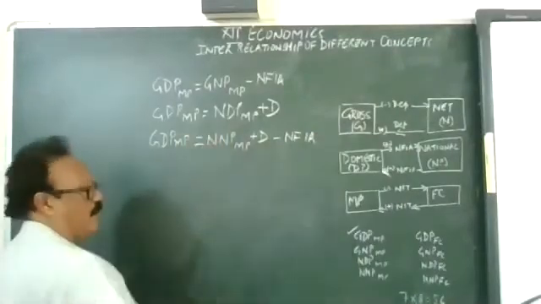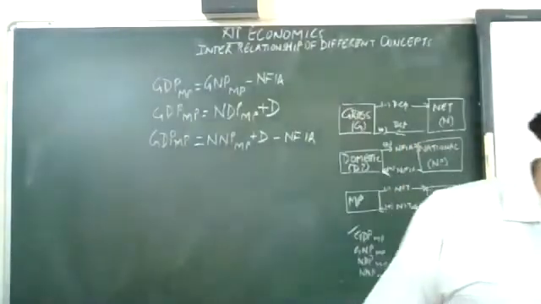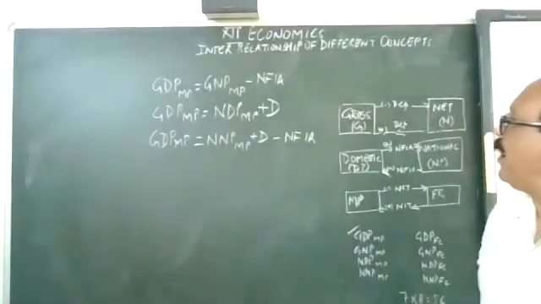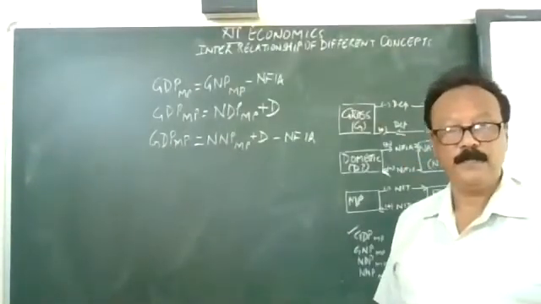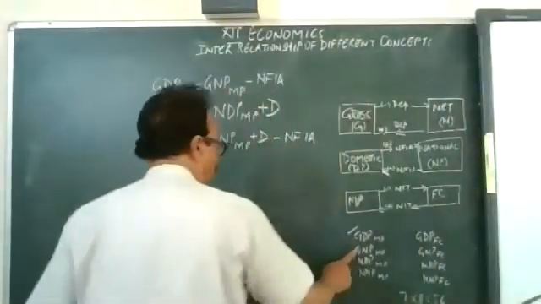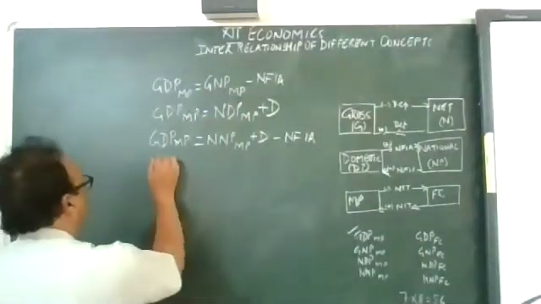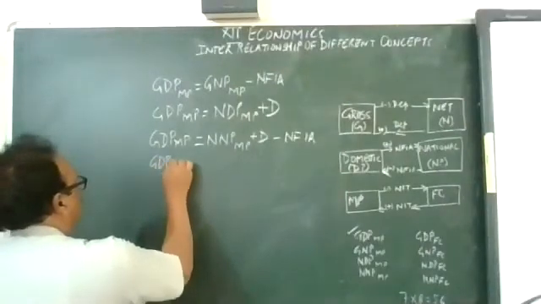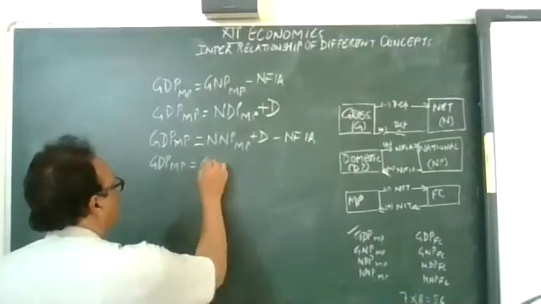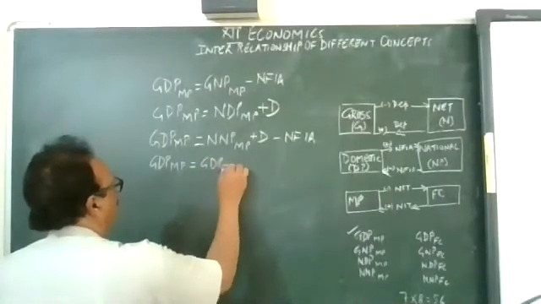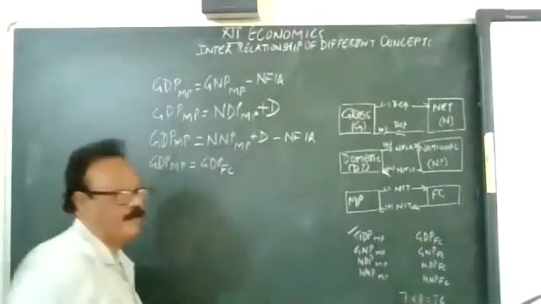Market price will change. That is your definition, that is your formula: NNP minus NFIA plus depreciation. Clear? So this value has been calculated for all three. Now we calculate this from GDP at factor cost. Suppose in the question we calculate GDP at market price when GDP at factor cost is given. Now we are going to calculate on these four values.